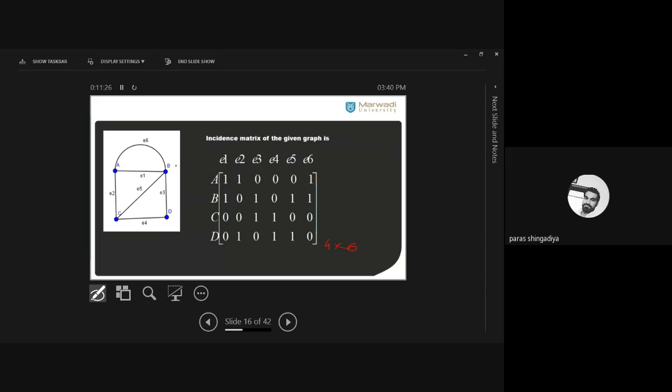So A with E1, that is connected here, so put 1. A with E2 is also connected, so put 1. A with E3, there is E3 at that place and A is at this place, so there is no direct connection, so put 0. A with E4 is also 0. A with E5 is also 0. A with E6, the parallel edge, that will be 1. Then B with the rest of the 6 edges: 1, 0, 1, 1, 0, 1.